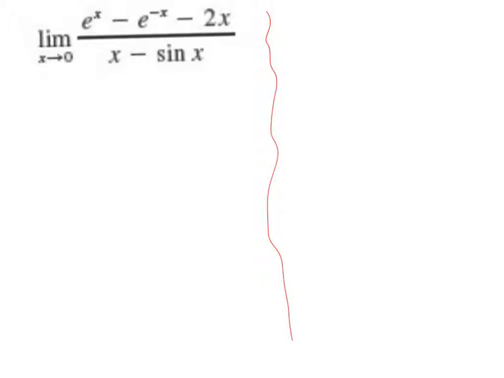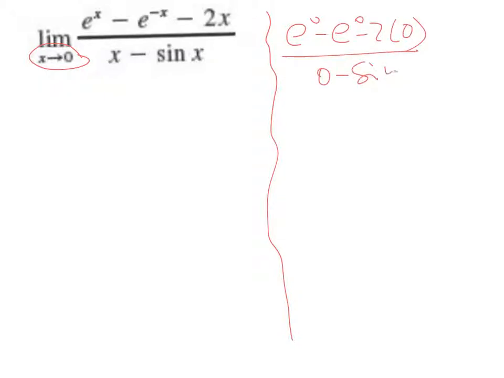To look into that, we plug in the condition, as x approaches 0: e to the 0 minus e to the negative 0 minus 2 times 0, over 0 minus sine of 0. E to the 0 is 1, and this is also 1, so I have 1 minus 1, which is 0. I do have a 0 up top. At the bottom, I have 0 minus sine of 0, which is 0, so I have a 0 at the bottom as well. I do have a 0 over 0 type, therefore I get to use L'Hopital's rule.